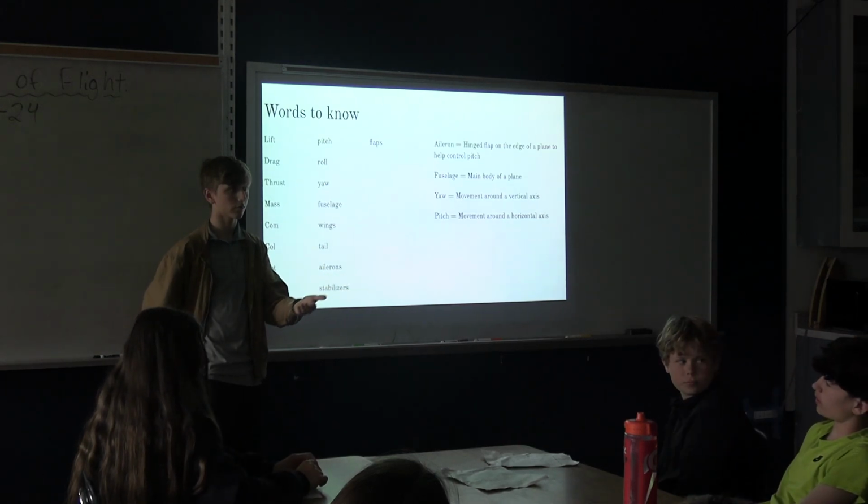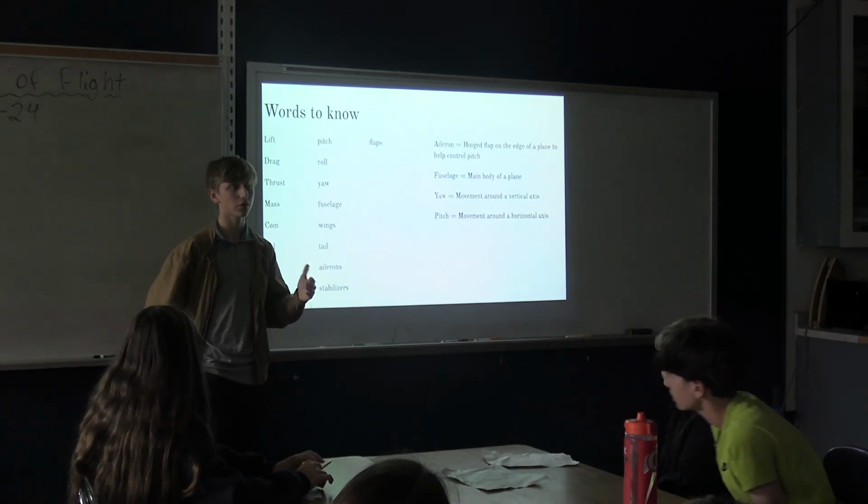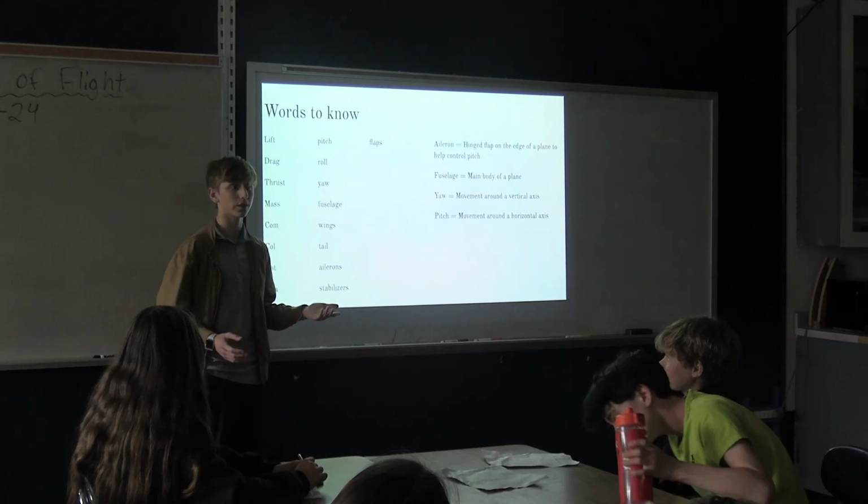Are those the things on the wings that come out on the plane's landing? Yes, those are the flaps. Flaps help generate additional lift on the wings.